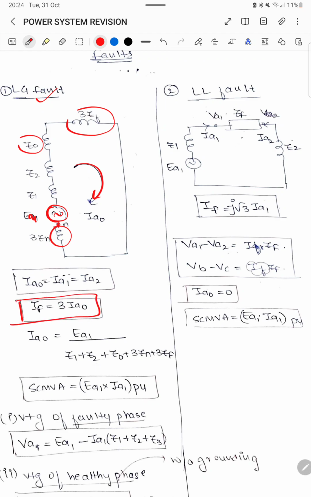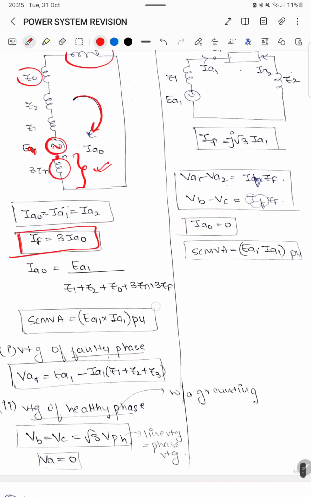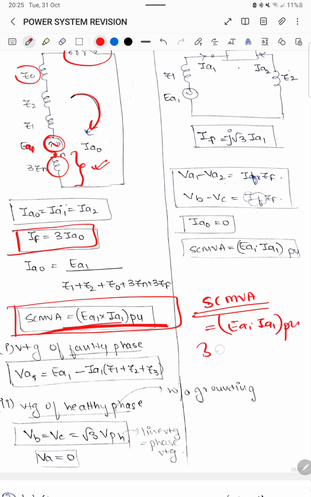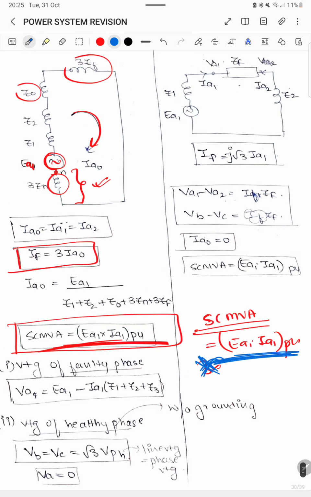Now if anyone asks you what the neutral voltage is, you can straight away tell this is the neutral voltage. Fine. What is SCMVA? SCMVA in all cases is EA1 into IA1. Always remember SCMVA; since you are given per unit, it is EA1 into IA1. Never make the mistake of multiplying it with 3. This is wrong. Never ever multiply per unit values with 3. Fine.